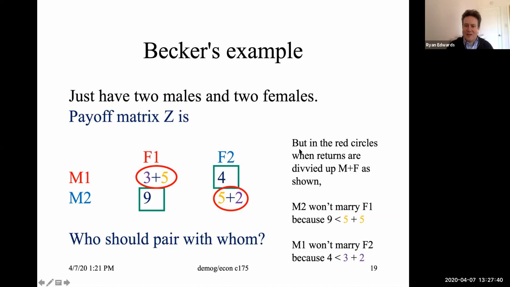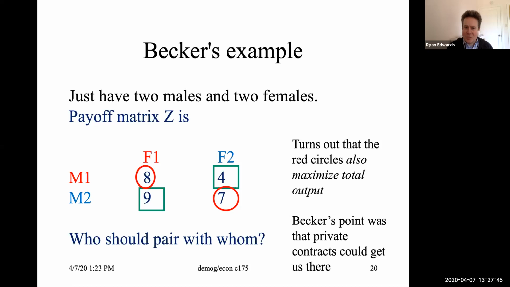Okay. So that's what's going on in this example in Becker. And I think the learning objectives, here at the bottom of this slide, are that Becker's point was that private contracts can actually get us to the total output maximizing situation here. So the red circle world and not the green square world. In the red circle world, the total across both of these couples is 15 units. And in the green square world, it's 13, which is less. So what he's saying is that with full information, right?